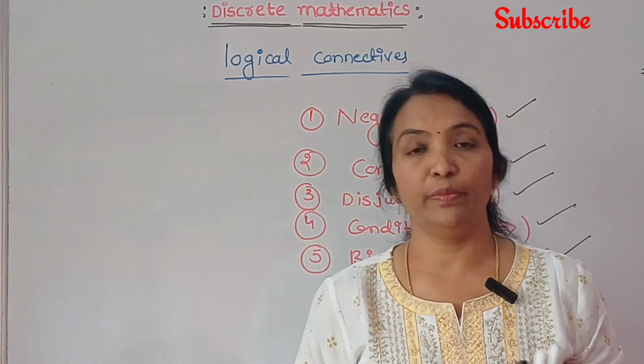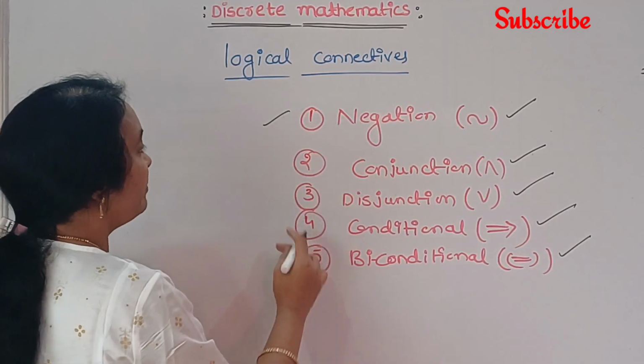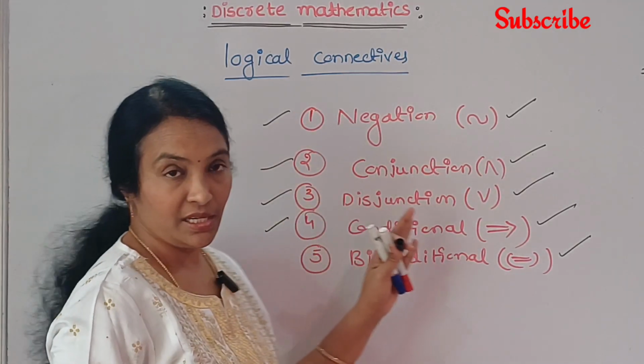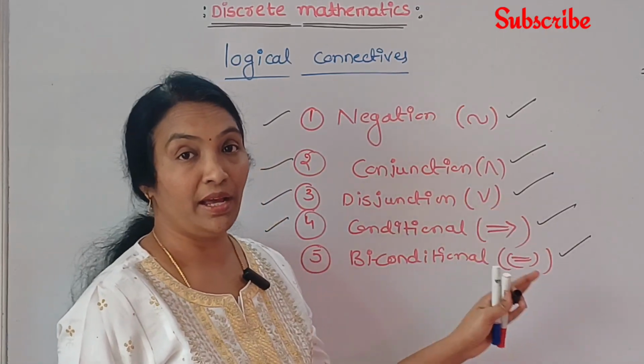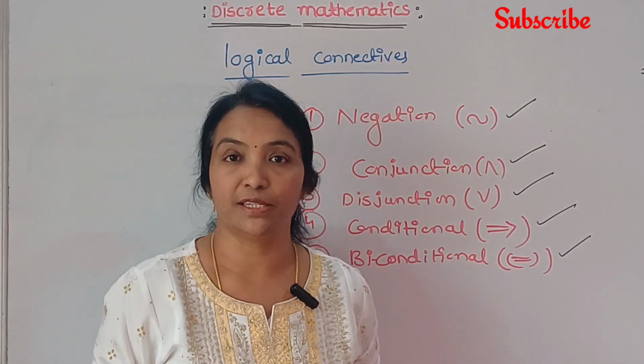I'll take one statement or one example, then show how we are going to apply the negation, conditional, biconditional, and conjunction. And before that, I'll tell the logic of how we are going to apply the conjunction and disjunction. I'll tell the shortcuts in our next classes.